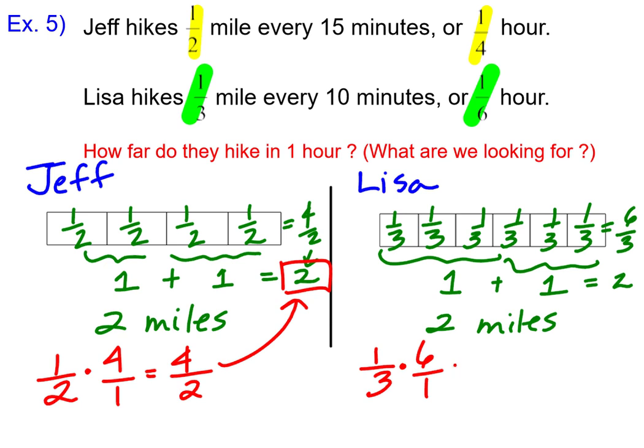Here we're going to multiply straight across. I get 1 times 6 is 6, 3 times 1 is 3, and 6 divided by 3, there's our 2. So we can see that we can do this also by multiplication.